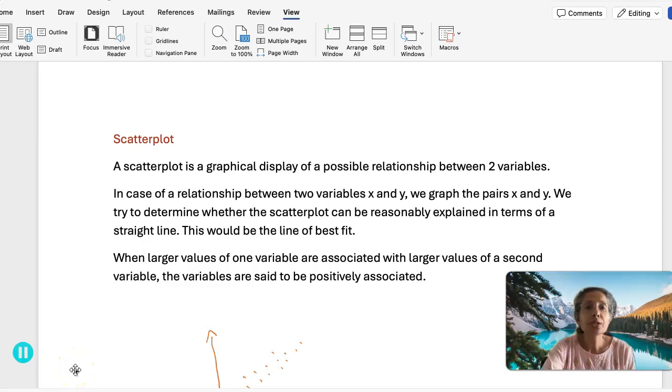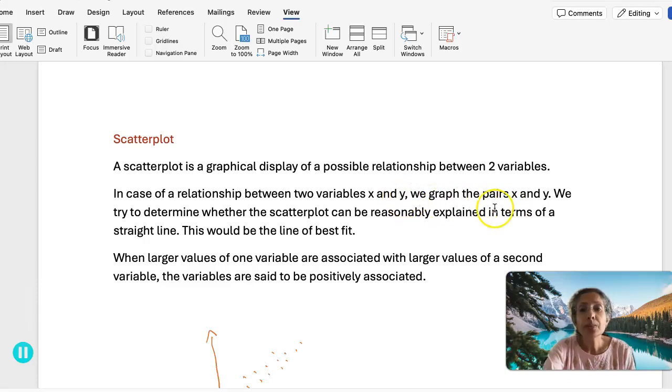So welcome to this lesson, and in today's class we will be discussing scatter plots and residuals, and this is useful for your AP statistics exam. So what is a scatter plot? A scatter plot is a graphical display of a possible relationship between two variables, and when there is a relationship between two variables we graph x and y.